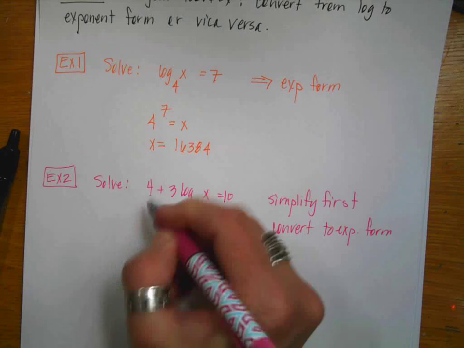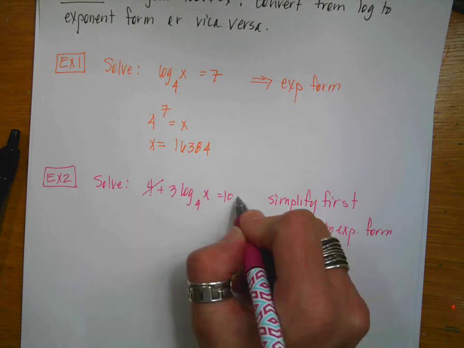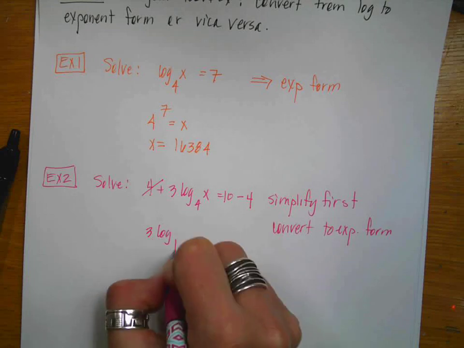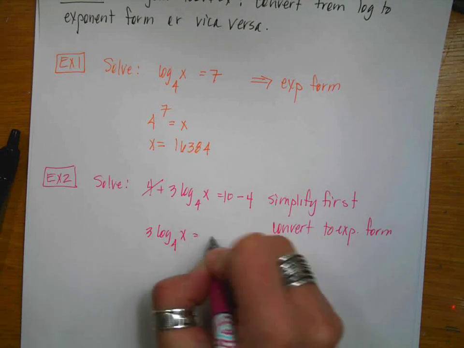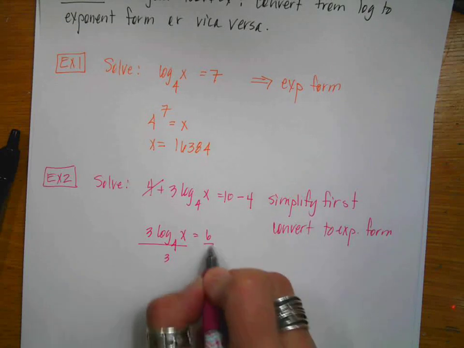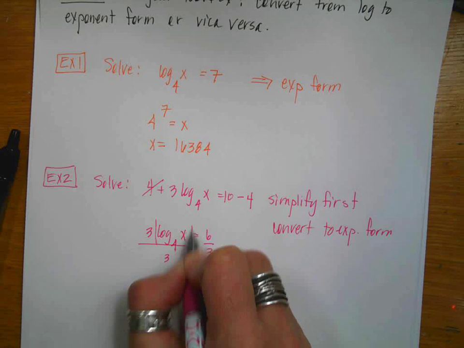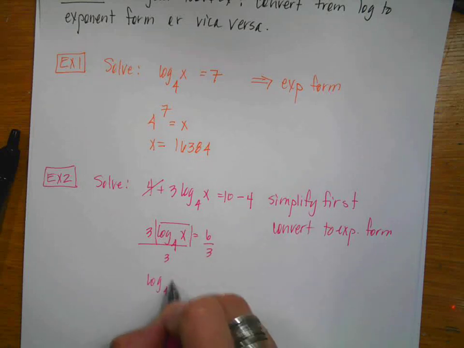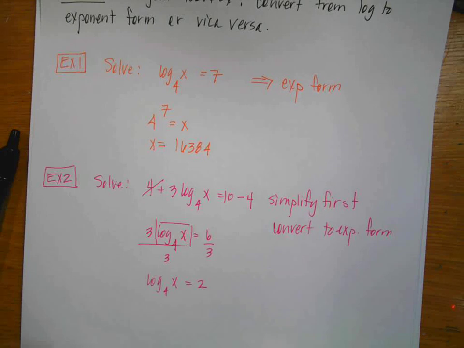So the first thing I want to do is take the 4 to the other side. So I'm going to subtract 4. So I'm going to get 3 log base 4 of x. 10 minus 4 is 6. Now I'm going to divide both sides by 3 because I need to isolate this term. So I'm going to get the log base 4 of x is 2.